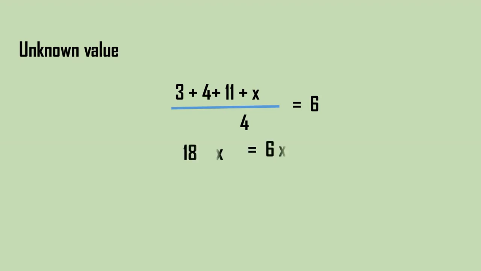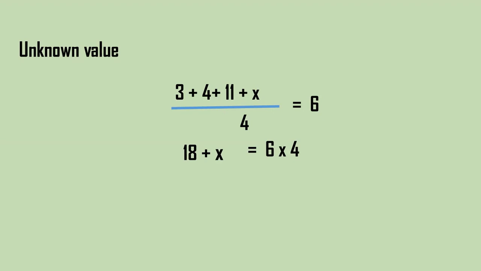We can also calculate an unknown value. For example, if there are 3 plus 4 plus 11, these are 3 values with an unknown value X, divided by 4, is equal to 6 in average. The 4 is dividing on one side, so on the other side it will multiply. We are going to add the other known figures.